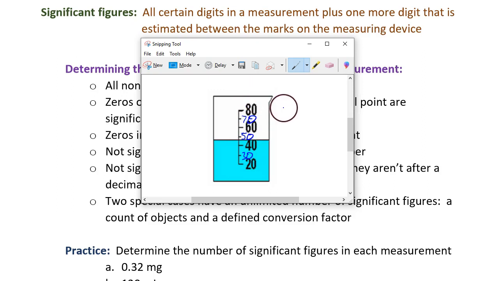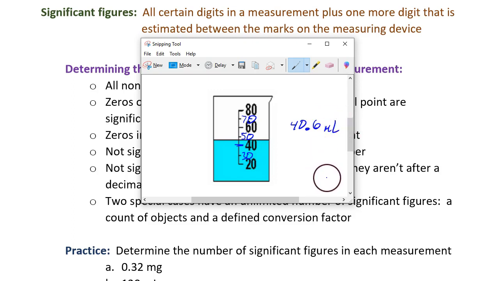Next, you locate the closest mark that is less than the level of the water. That would be the mark at 40. That's the one you know for sure. Your certain digits are 4 and 0. But then you're able to estimate one more digit, which in this case would be to the 10th position. This looks to be a little more than halfway between 40 and 50. Maybe a good estimate would be the digit 6. 40.6 milliliters is our estimate of the water level.